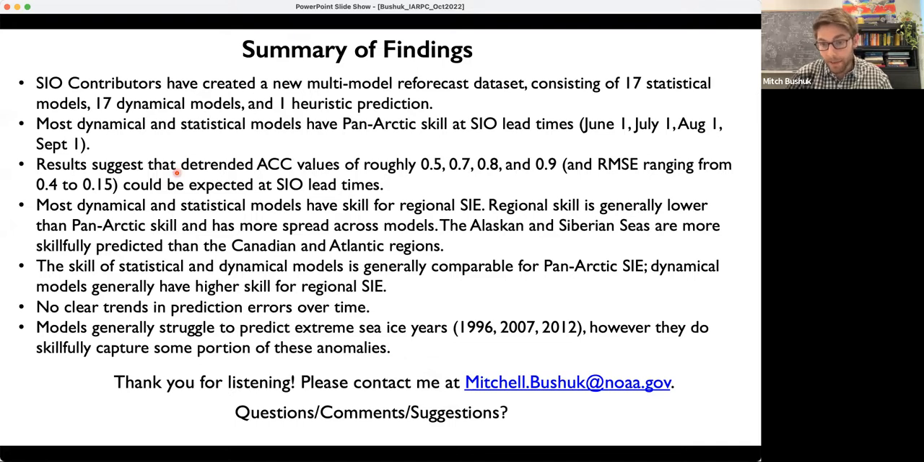And the Alaskan and Siberian seas are generally easier to predict and more skillfully predicted than the Canadian archipelago and the Atlantic regions. We found that the skill of the dynamical and statistical models is generally comparable for pan-Arctic sea ice extent, whereas the dynamical models appear to have a bit of an edge when you get down to the regional sea ice extent scale. And regarding non-stationarity, there's no clear trends in prediction errors over time. The models generally struggle to predict the extreme sea ice years. However, they do skillfully capture some portion of these anomalies.